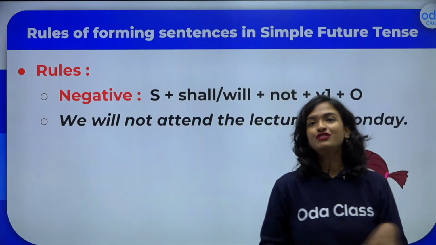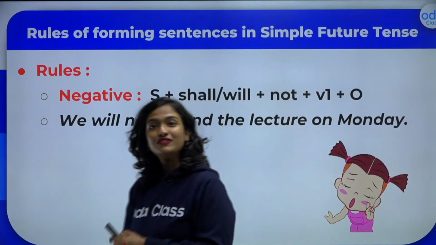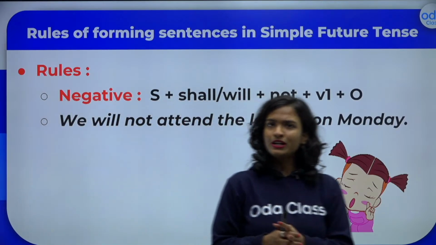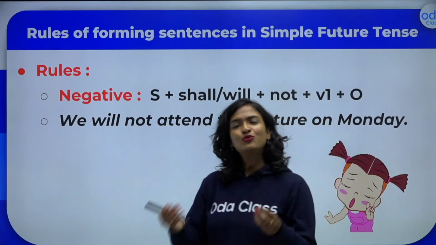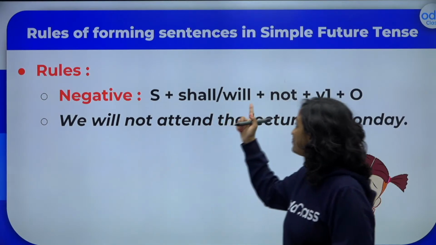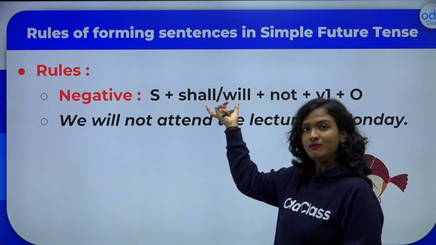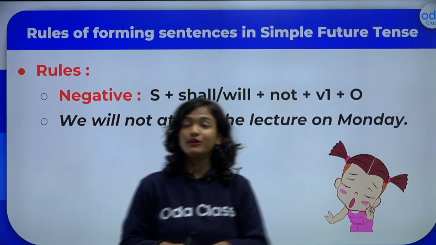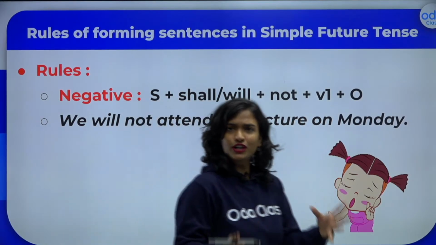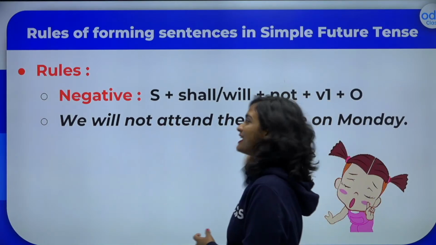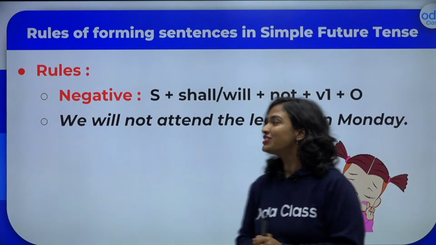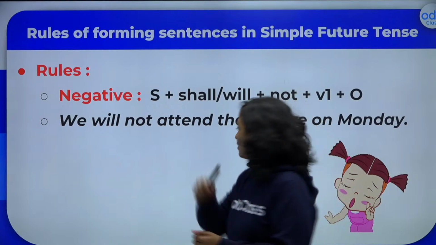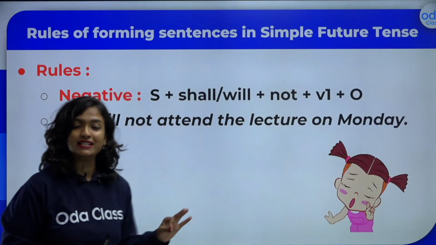Let's start with the negative, students. You all know how to make negatives of simple sentences. We simply use the word not. Now the only thing to remember when it comes to negating sentences is where do we put the not? And remember kids, we will put the not between our helping verb, shall or will, and our action verb, right, which is our verb 1, the first form of the verb. So for example, we will not attend the lecture on Monday. What am I saying, students? We will. Subject, will, not, and then we have our, excuse me, action verb, attend.